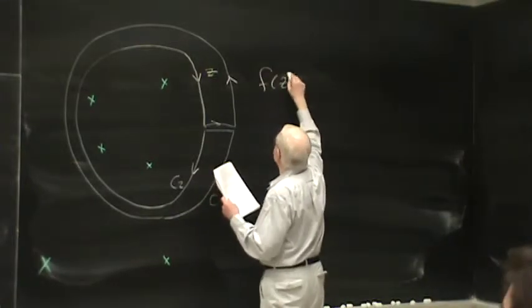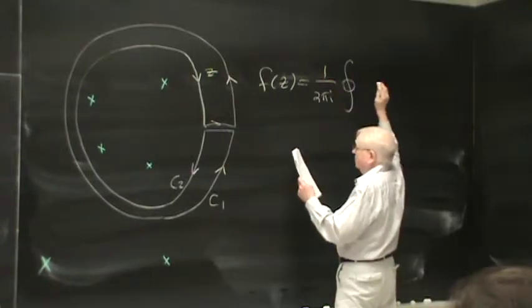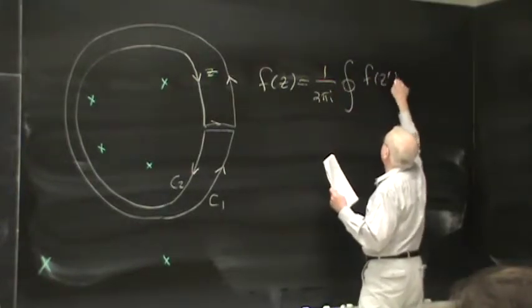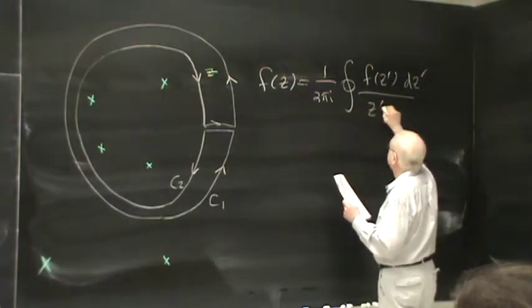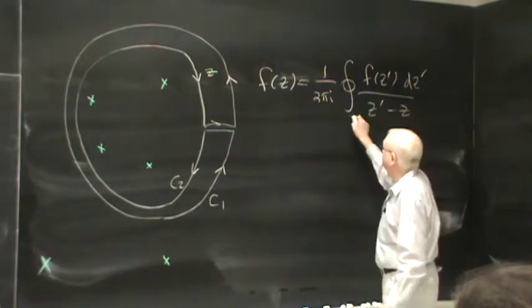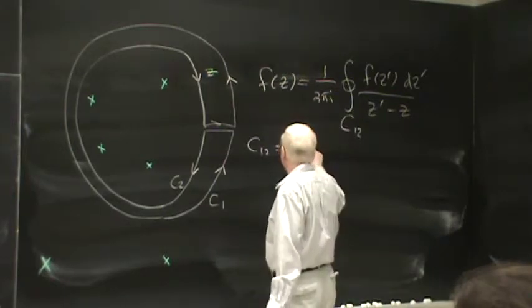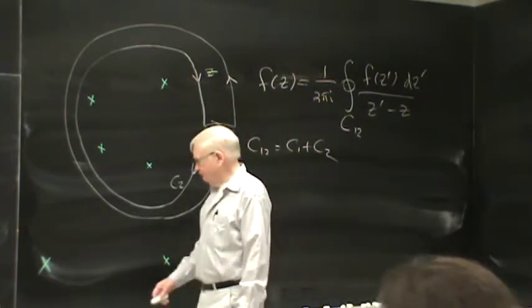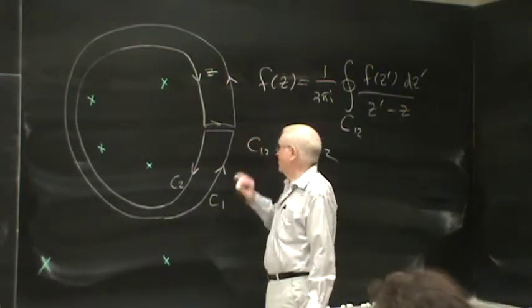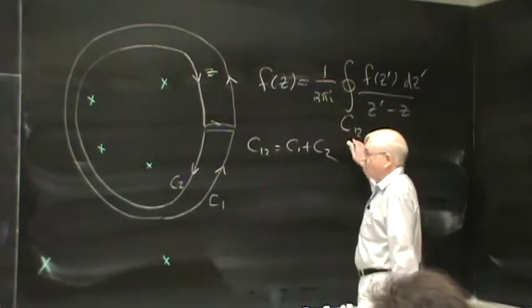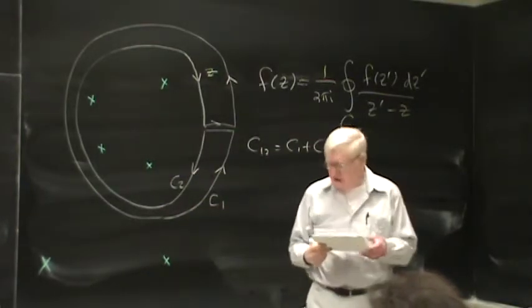So we have that f(z) is 1 over 2 pi i, the integral of f(z') dz' over z' minus z, where this is on the contour C12, and C12 is basically C1 plus C2. Let me say the C12 contour is the contour that I drew on the board. Now we make some changes.